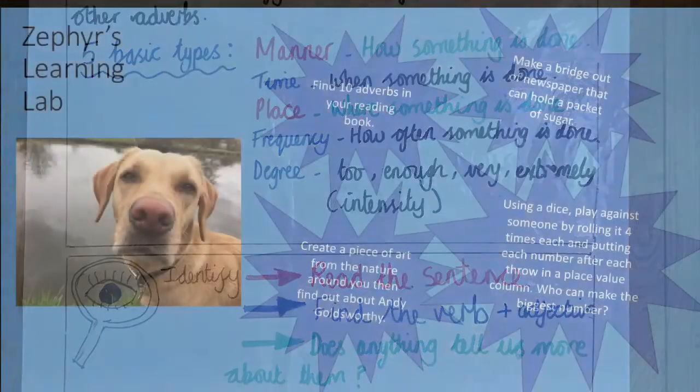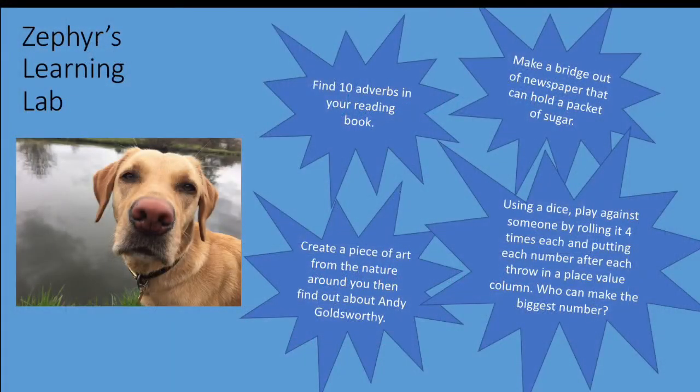Now it's time for Zephyr's Learning Lab. What's in your Learning Lab today, Zephyr? Oh, look, you can find 10 adverbs in your reading book. You can make a bridge out of newspaper that can hold a packet of sugar. Using a dice, play against someone by rolling it 4 times each and putting each number after each throw in a place value column. Then you can find out who can make the biggest number. And finally, why not create a piece of artwork from the nature around you? Then find out about Andy Goldsworthy, who does exactly the same.